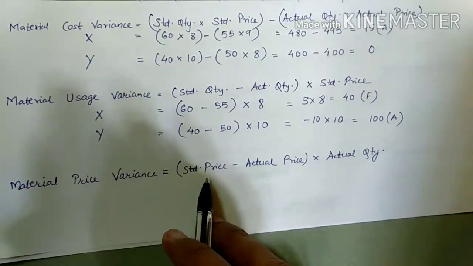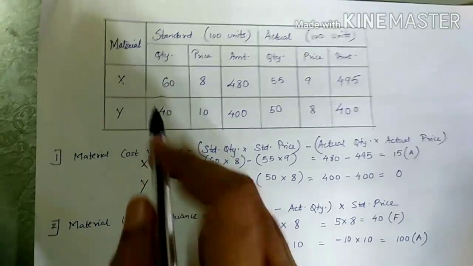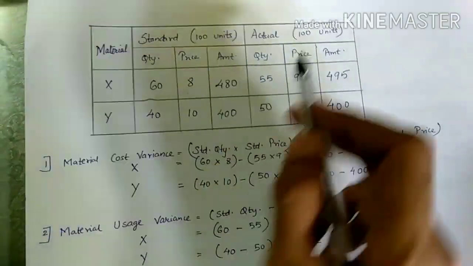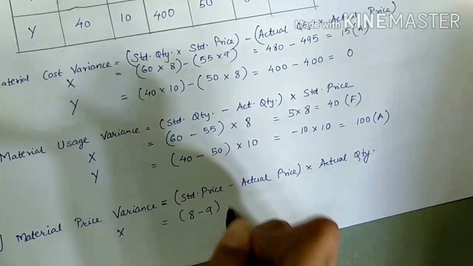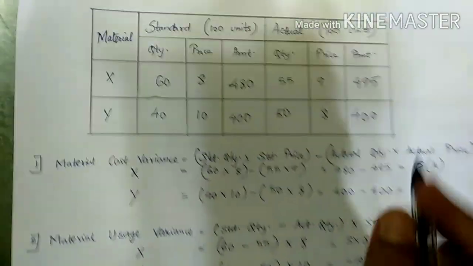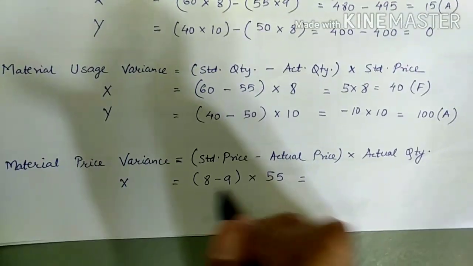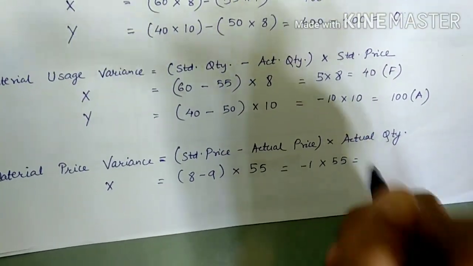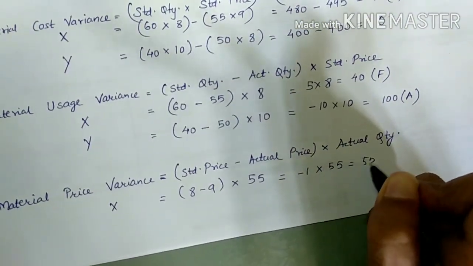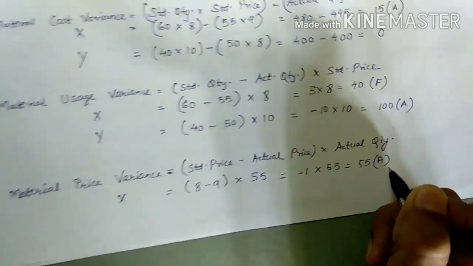Next formula is for material price variance. So for material X, standard price is 8 and actual price is 9. So 8 minus 9 into actual quantity. The actual quantity is 55 units. That comes to 8 minus 9 is minus 1 into 55 is negative 55. So we write it as A, which stands for adverse.